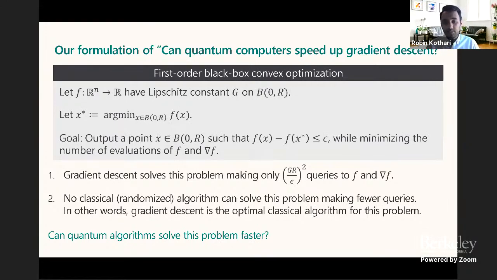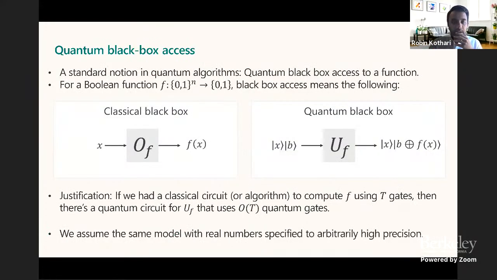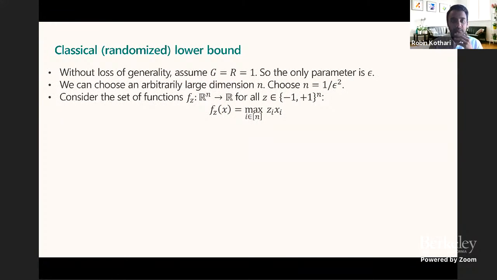That's a good place to start, because you know that instance is hard. And so that's what I'm going to do. I'm going to investigate the classical randomized lower bound hard instance, and this is what it looks like. As I said before, let's just assume that G and R are 1. So there's only one parameter, epsilon. And we're working in this dimension-independent setting, so that means n can be arbitrarily large. So I only need n to be as large as 1 over epsilon squared.